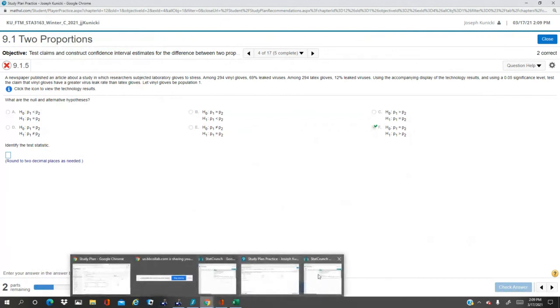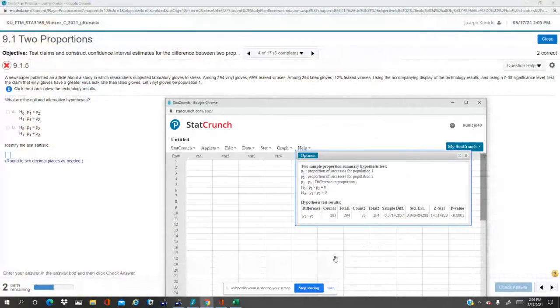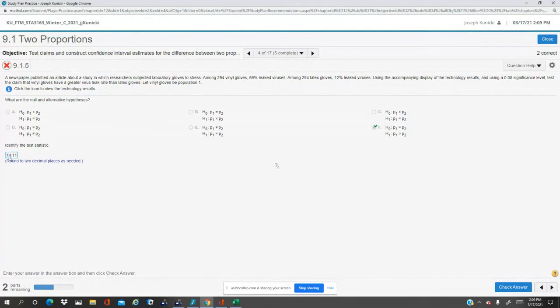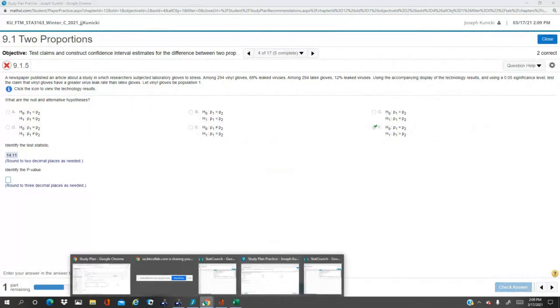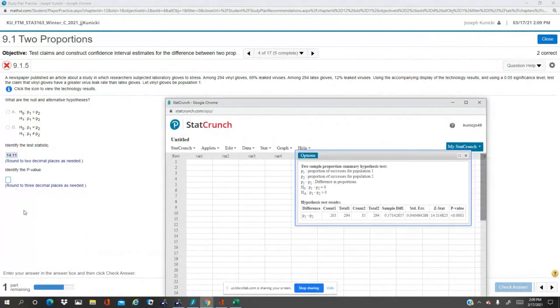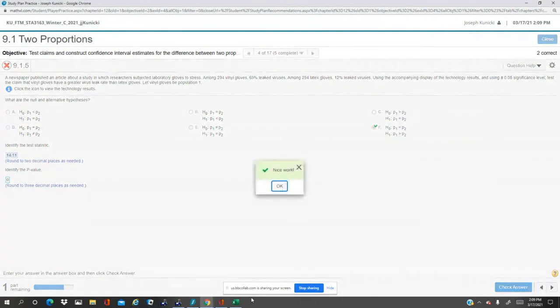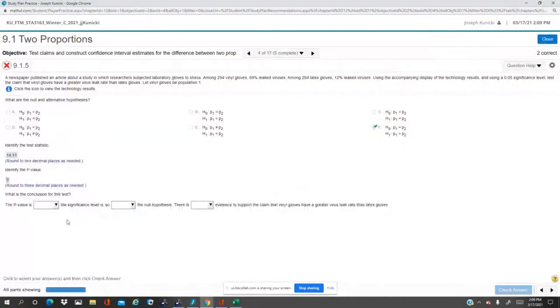The test statistic to two decimal places is 14.11. Hopefully that's correct. Very good. And then the p-value is 0 to 3 decimal places. So we're going to reject because we're less than 0.05. The p-value is less than the significance level alpha. So we reject the null hypothesis. We have sufficient evidence to support the claim, which is in the alternative.